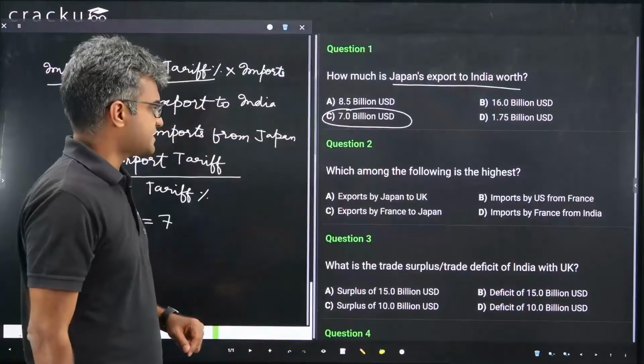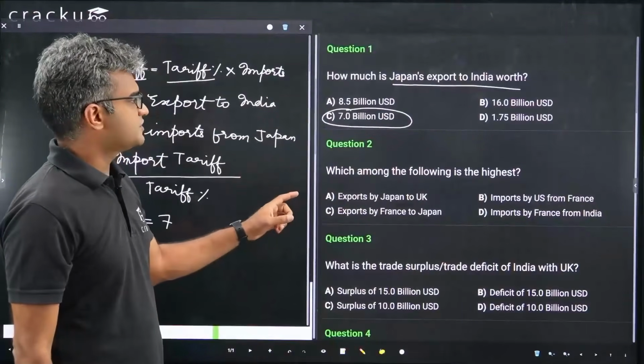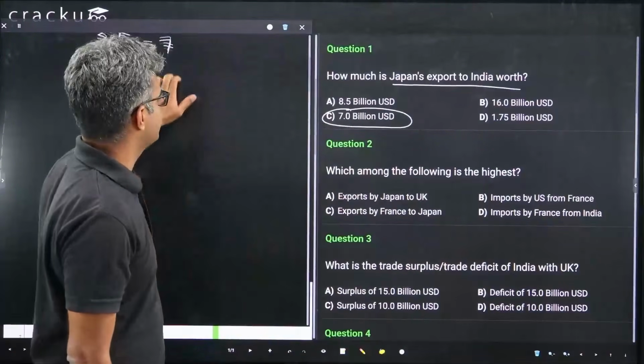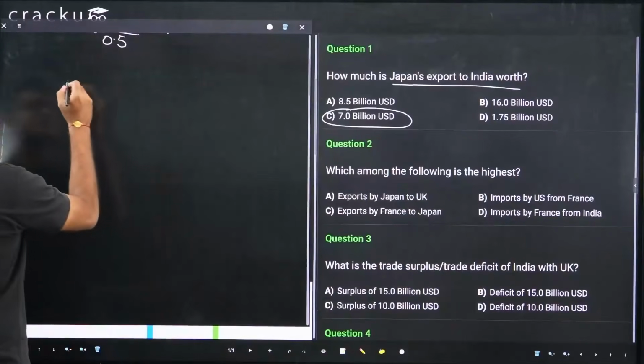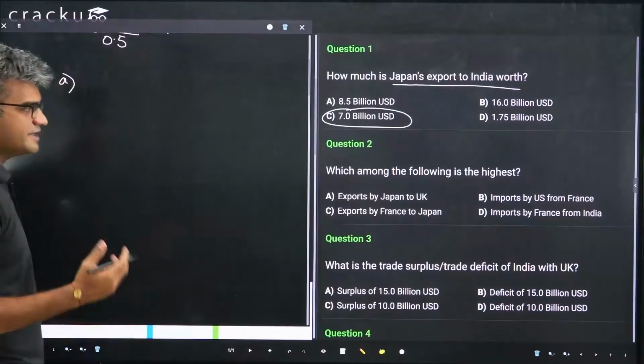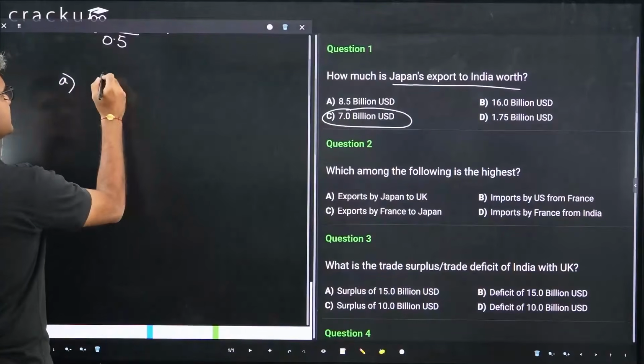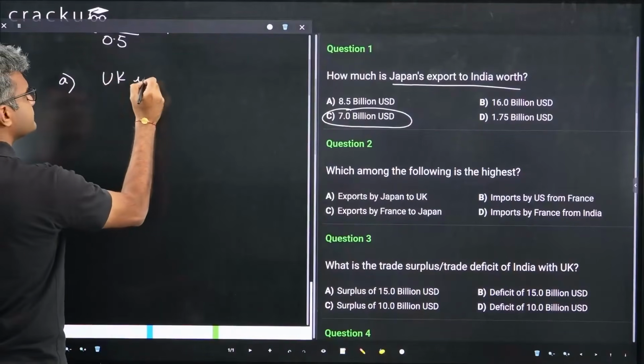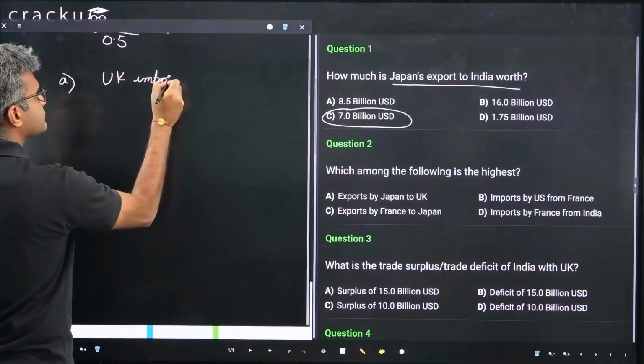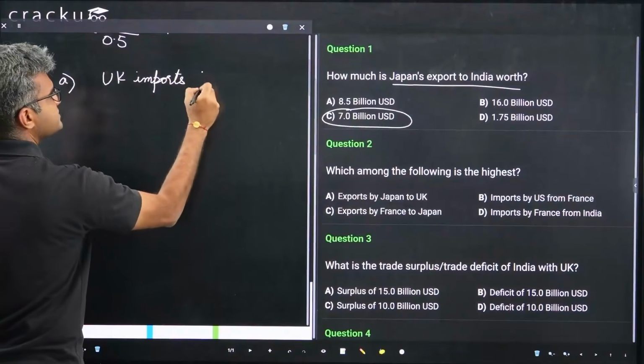Let us try to solve the second question. Which among the following is the highest? Okay, we are given 4 options. The first option is, again, let us look at imports and not exports. Exports by Japan to UK is basically UK imports from Japan.